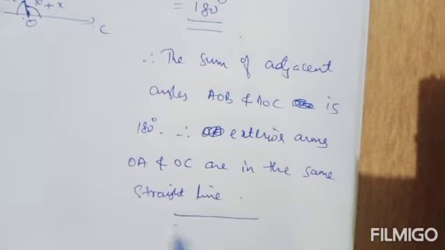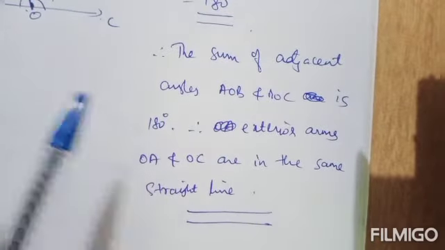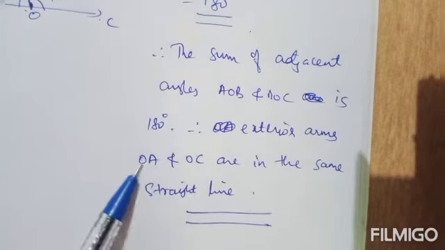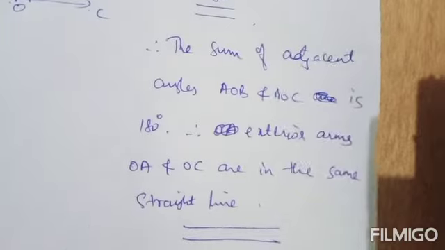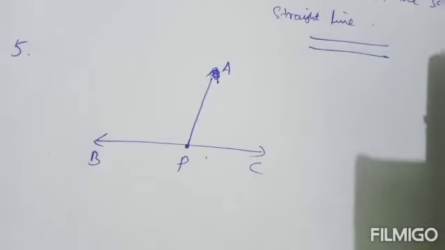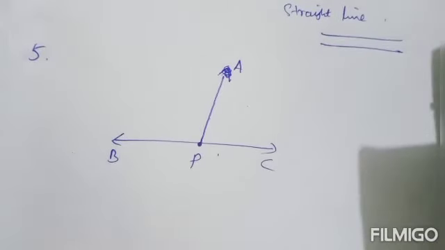Okay. So this is the answer. Sum is 180 degree. So exterior arms OA and OC are in the same straight line. This is property 2. Okay. Fourth question, second and third one you can do as homework.